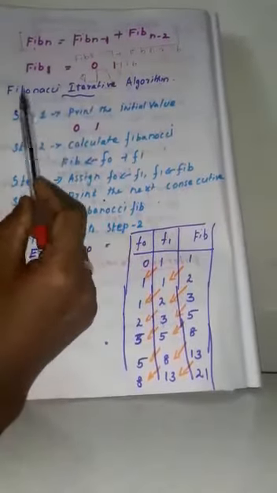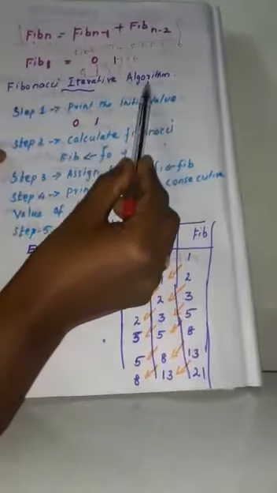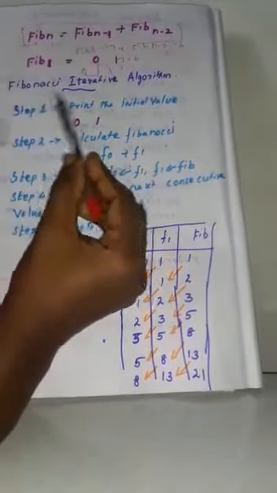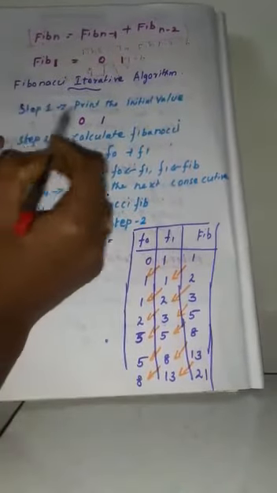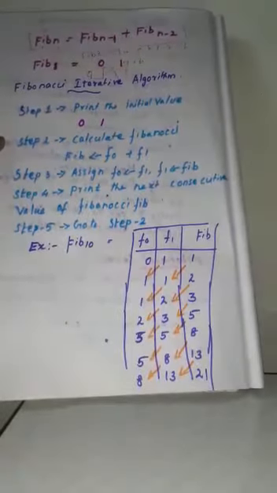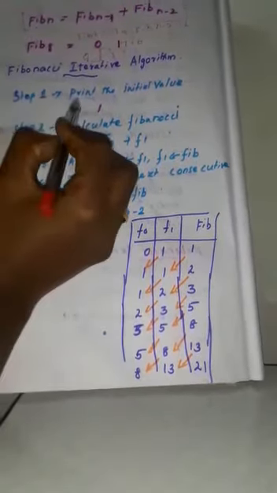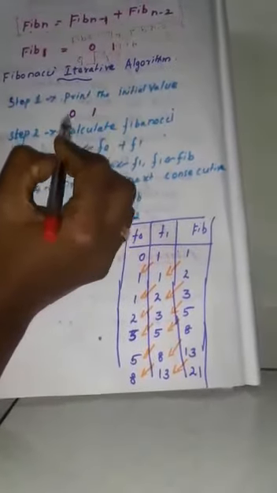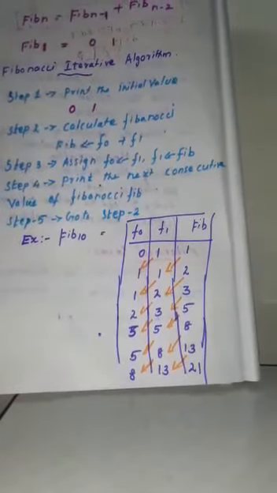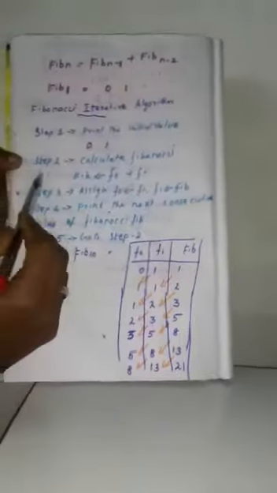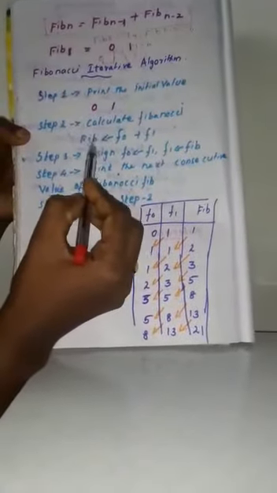Next, another example: the Fibonacci iterative algorithm with dynamic programming. Steps: first, print the initial values. What are the initial values? 0 and 1. Step 2, calculate the Fibonacci series.